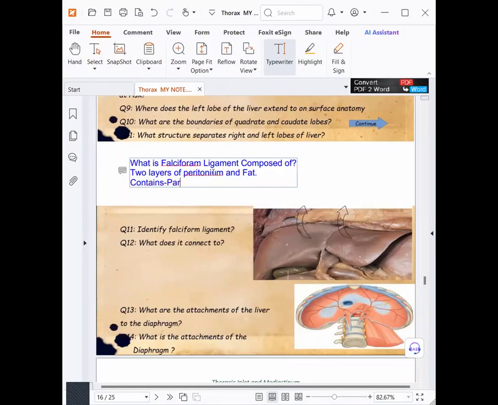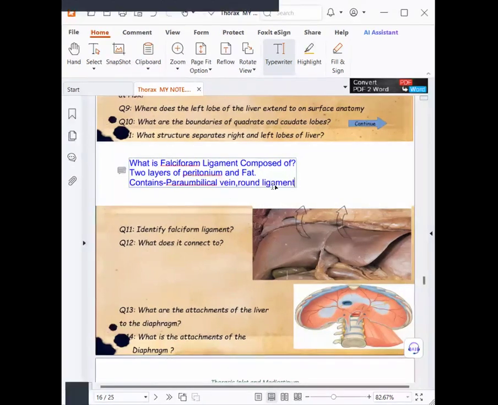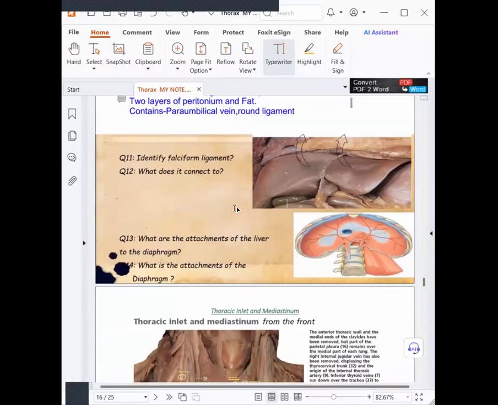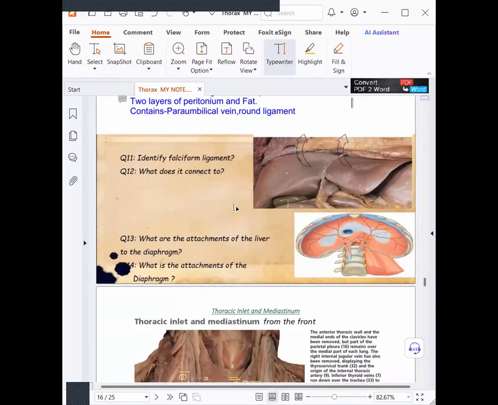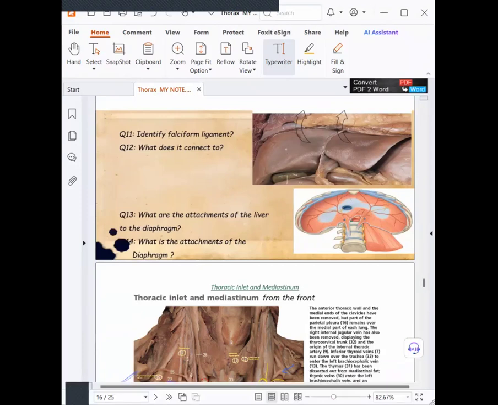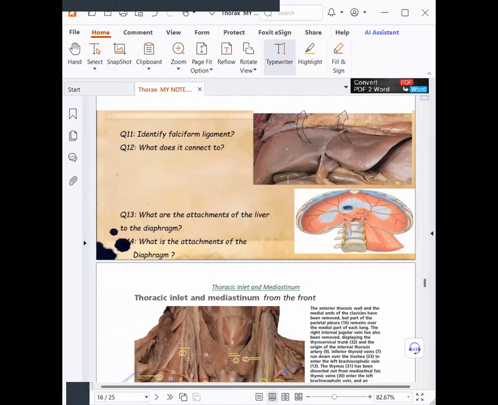It contains paraumbilical veins and the round ligament. Okay. What are the attachments of the liver to the diaphragm? The falciform ligament, and the right and left triangular ligaments, and the upper and lower coronary ligaments.